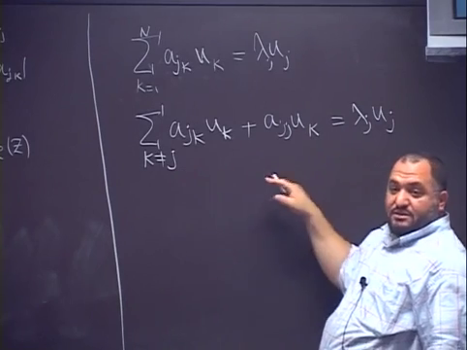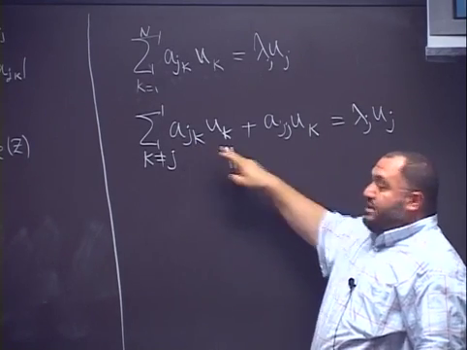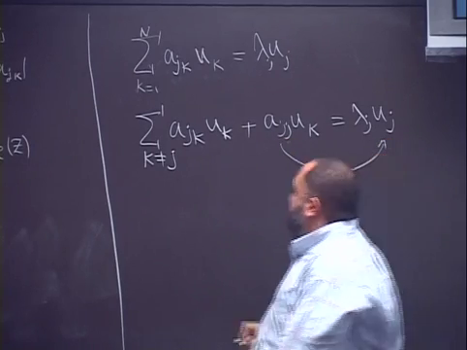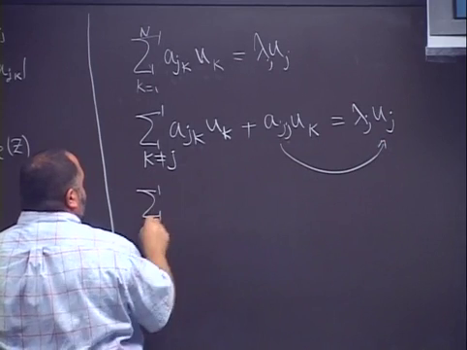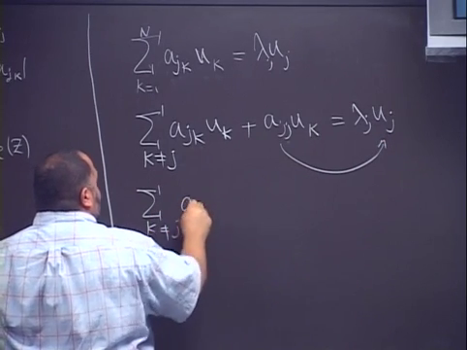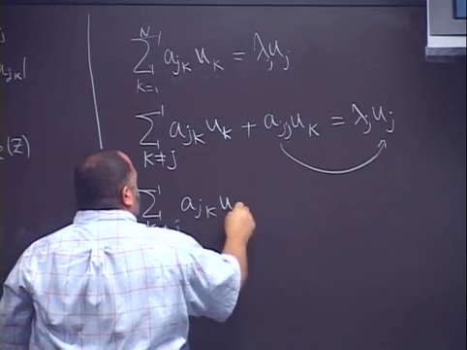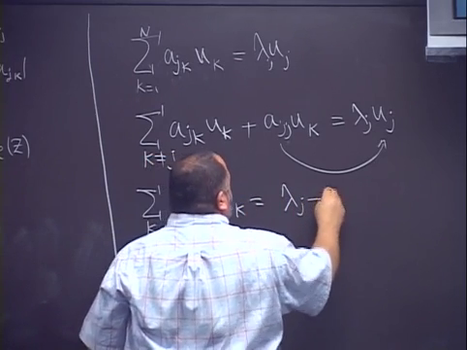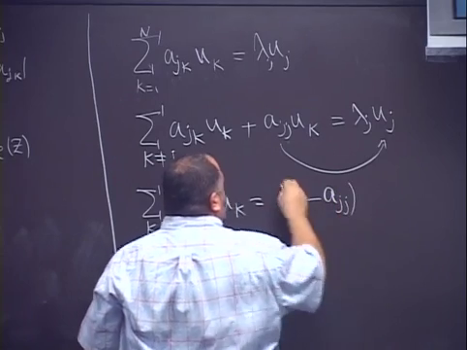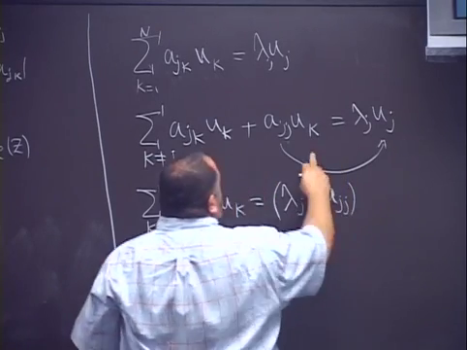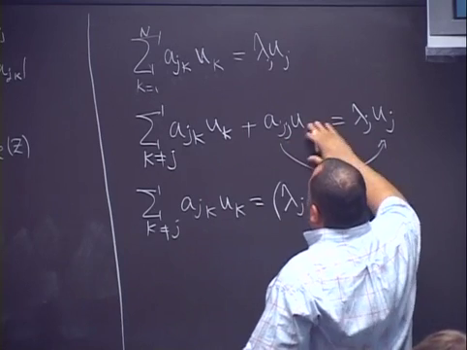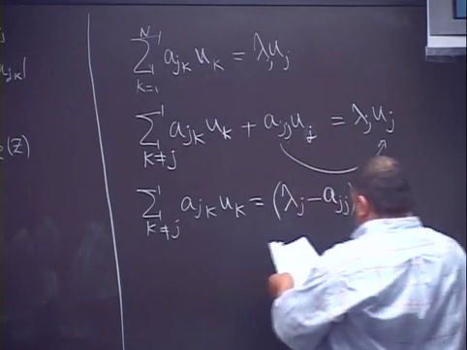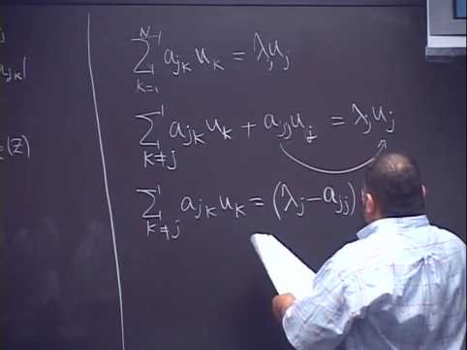Yes, guys? When j equals k, I separate it here. Then you will bring this one to the other side. So this will give you the summation for k not equal to j of A jk uk equal to lambda j minus A jj, and when j equals k, I remove this and put j here. So this will be multiplied by uj.